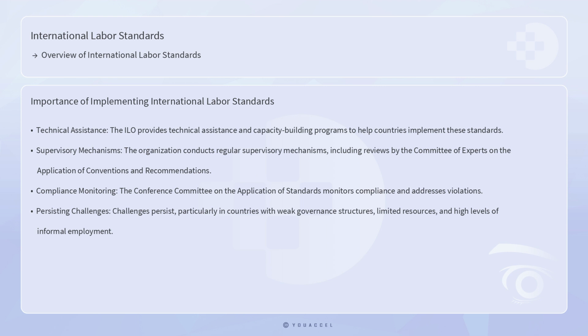The implementation and enforcement of international labor standards are crucial for their effectiveness. The ILO provides technical assistance and capacity-building programs to help countries implement these standards. Additionally, the organization conducts regular supervisory mechanisms, including reviews by the Committee of Experts on the Application of Conventions and Recommendations, and the Conference Committee on the Application of Standards to monitor compliance and address violations. Despite these efforts, challenges persist, particularly in countries with weak governance structures, limited resources, and high levels of informal employment.